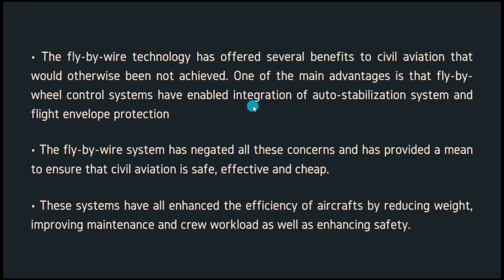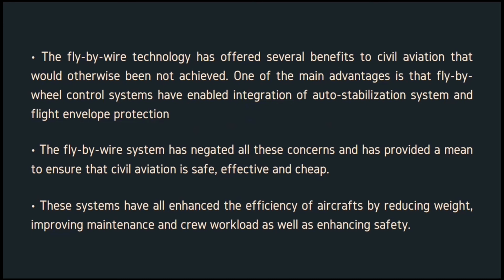So, in conclusion, fly-by-wire technology has offered several benefits to civil aviation that would otherwise not be achieved. One of the main advantages is that fly-by-wire control systems have enabled integration of auto-stabilization systems and flight envelope protection. The fly-by-wire system has negated all these concerns and has provided a means to ensure that civil aviation is safe, effective, and cheap. These systems have all enhanced the efficiency of aircraft by reducing weight, improving maintenance and crew workload, as well as enhancing safety.